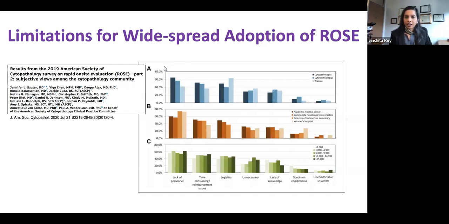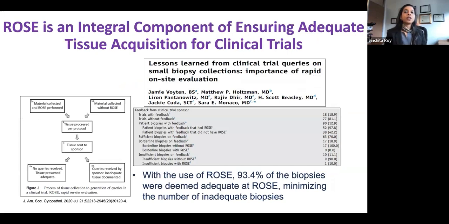However, there is a lot of hesitation in the community for widespread adoption of ROSE. And you can look at this survey that came out from the ASC that looks into some of these reasons why people hesitate and why there is a lack of enthusiasm in terms of widespread use of ROSE. Most of it boils down to resources, not having enough people. It takes too much time and the logistics of performing the procedure. But I think everybody agrees that if you have the ability to do it, and you have the right infrastructure, ROSE does improve the adequacy of the tissue collected.